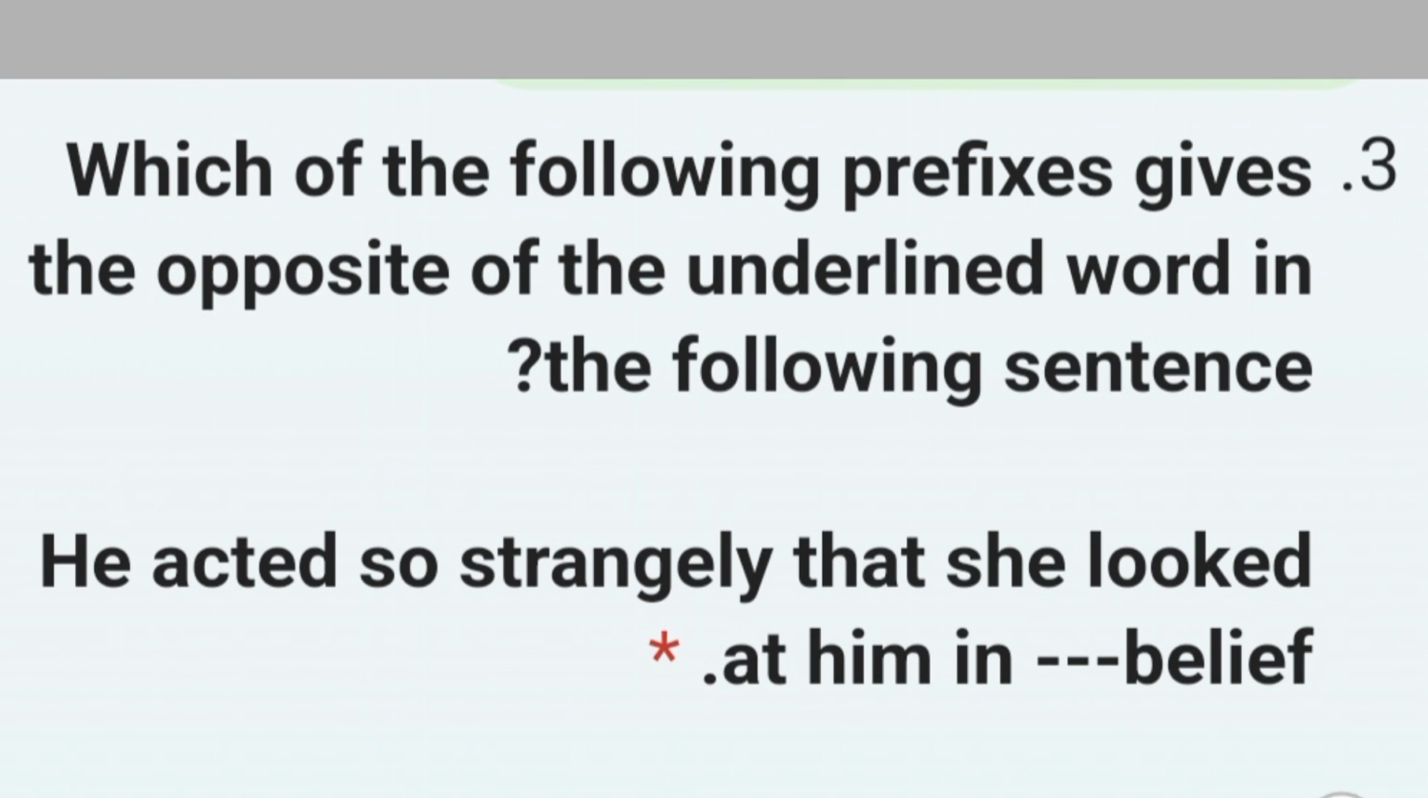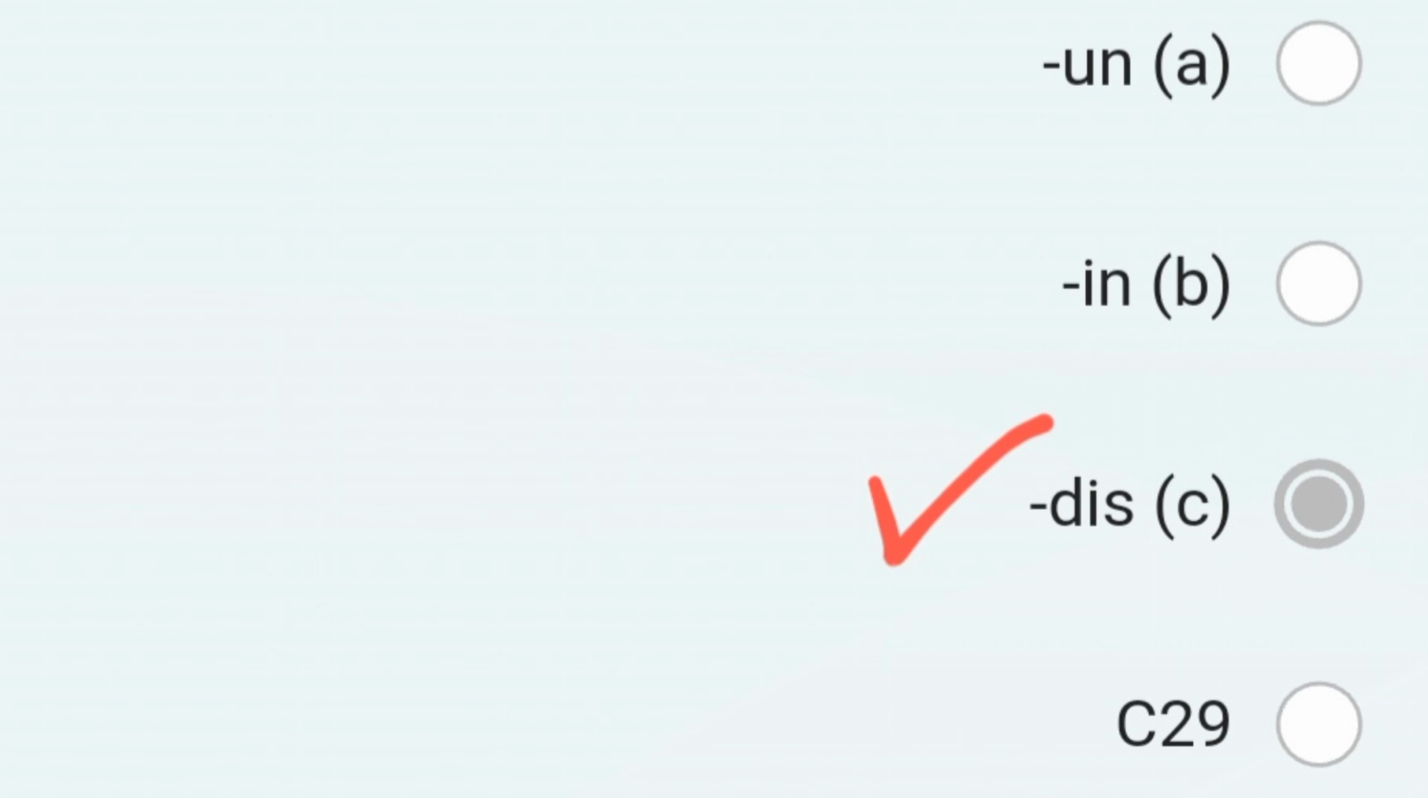3. Which of the following prefixes gives the opposite of the underlined word in the following sentence? He acted so strangely that she looked at him in belief. A. Un. B. In. C. Dis.